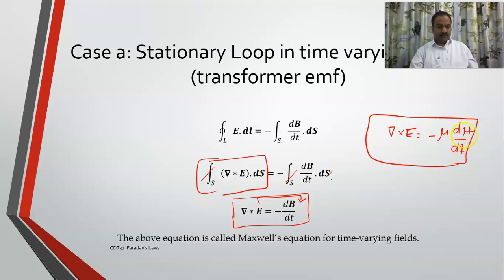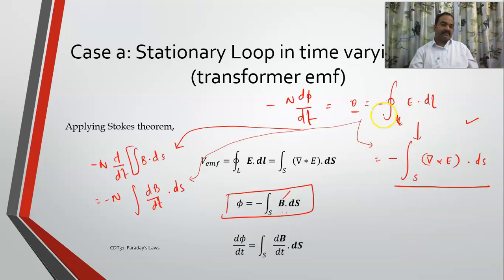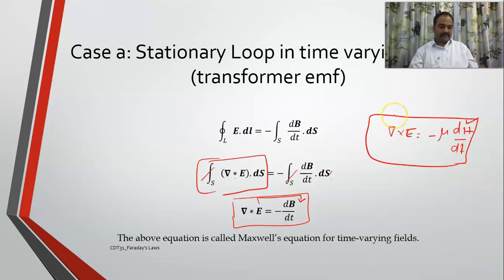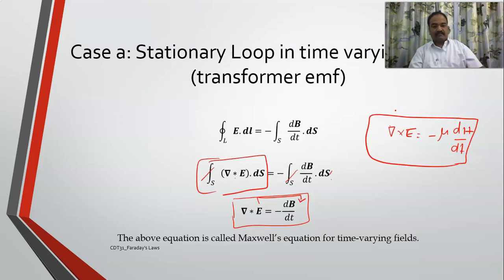Which means a magnetic field which is varying with respect to time can develop an electric field. This is the interrelation between the electric field and the magnetic field. Now, this is case number 1, right? This was the relation between del cross E and minus mu dH by dt. Electric field can be developed when there is a magnetic field which is varying with respect to time.